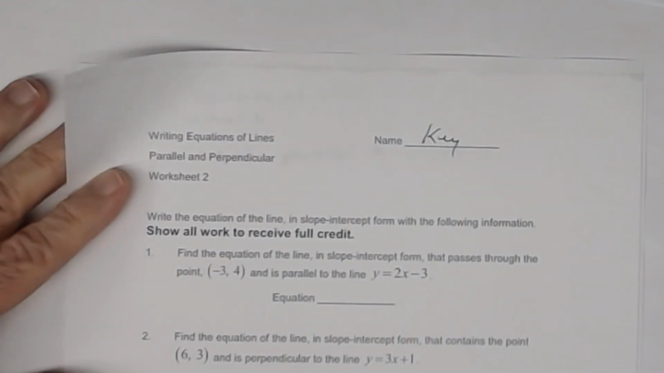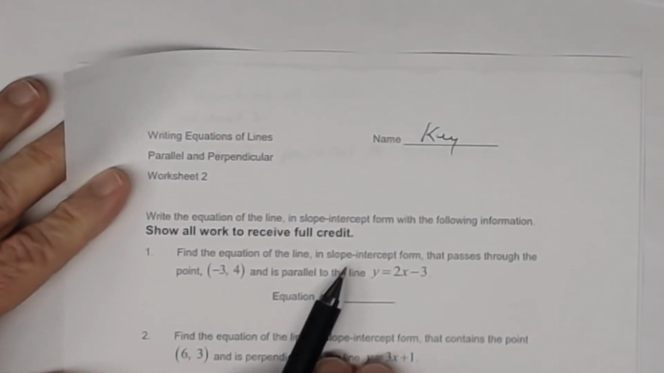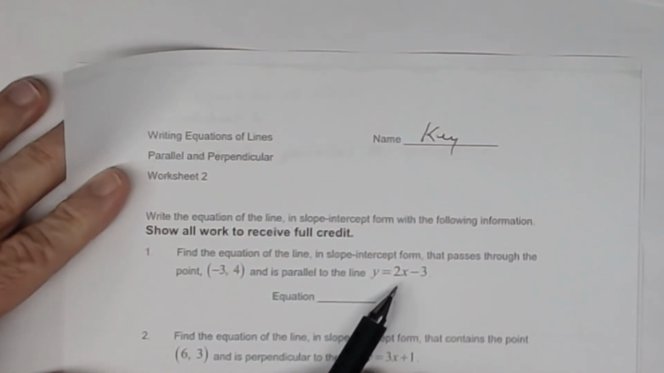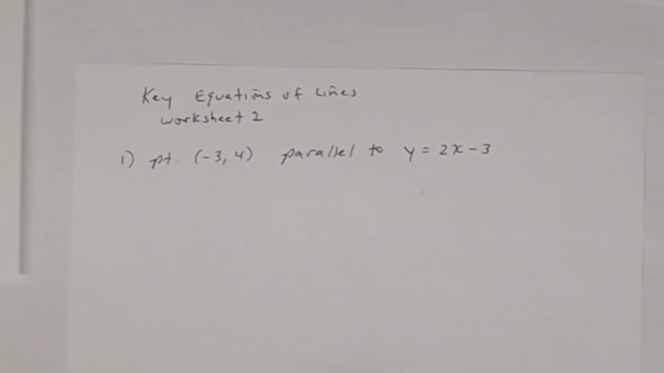So number one, you want to find the equation of a line in slope-intercept form that passes through this point and is parallel to the line whose equation is y equals 2x minus 3. So let's go ahead and take a look at that.